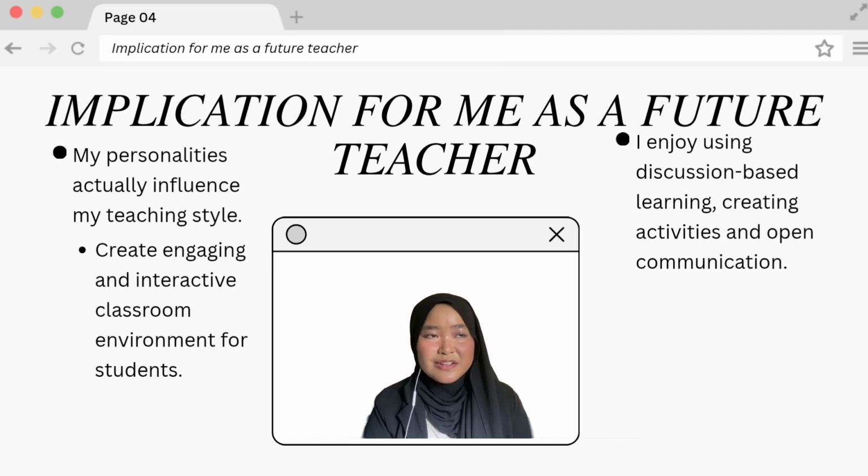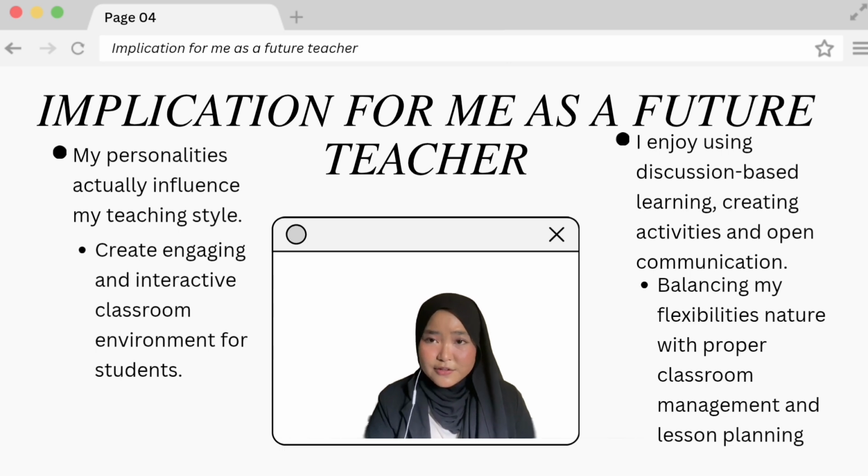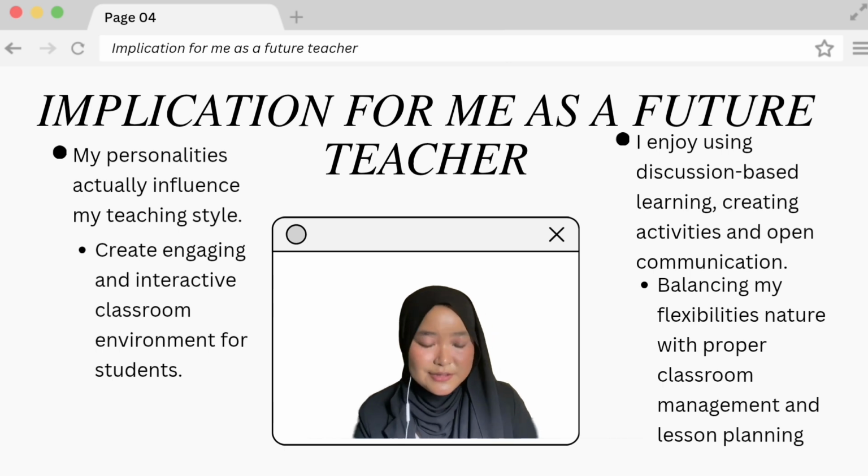However, sometimes the class can be a bit chaotic because I am a laid-back kind of person. It is hard for me to maintain the classroom, so I would like to improve that part of my teaching style. Because of that, I need to balance my flexible nature with proper classroom organization and lesson plans.